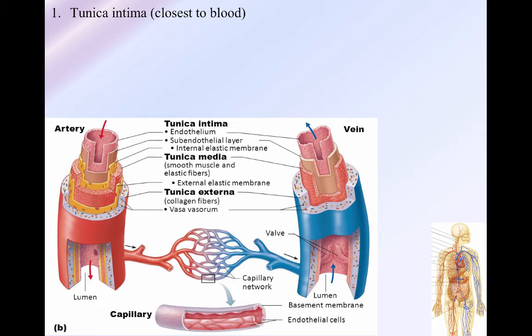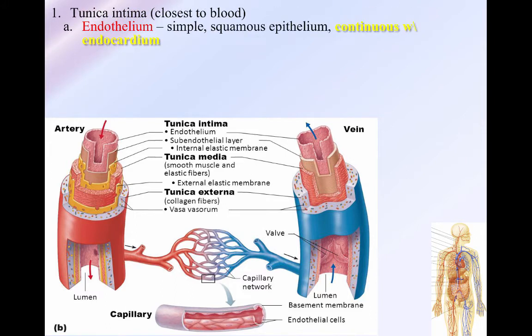The different layers of the blood vessels include the tunica intima. This is the inside layer, the layer closest to the blood. And the most important part of this is the endothelium, and so it's simple squamous epithelium, and it is indeed continuous with the endocardium, which is also simple squamous epithelium. And it turns out that this is very active and plays an important role in vasoconstriction, vasodilation.